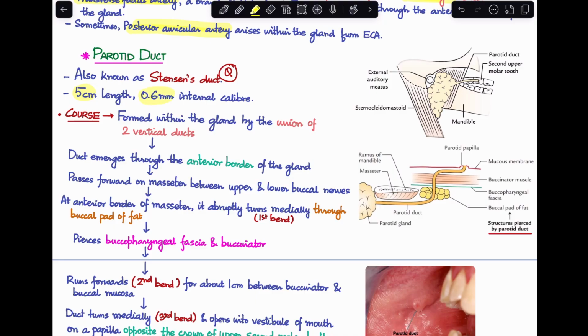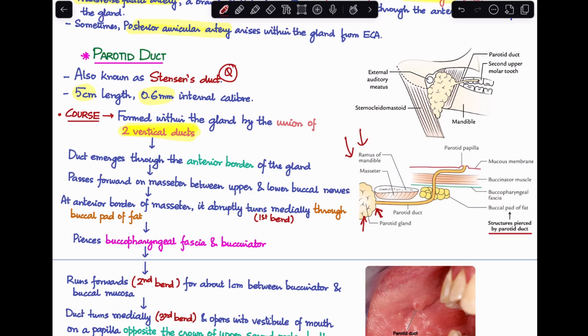Now let's discuss what the course of this parotid duct is. We'll see in the image, in this second image over here. The parotid duct is formed by the union within the gland of two vertical ducts. So two vertical ducts combine within the gland to form the parotid duct. Now, if we look at the image over here, this is the parotid gland. The parotid duct emerges at the anterior border. We saw in an image before also how the parotid duct is one of the structures related to the anterior border of the gland.